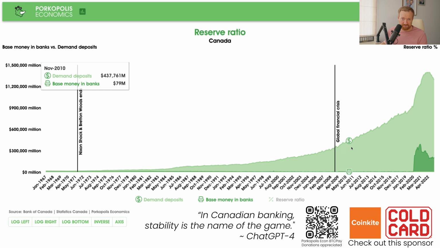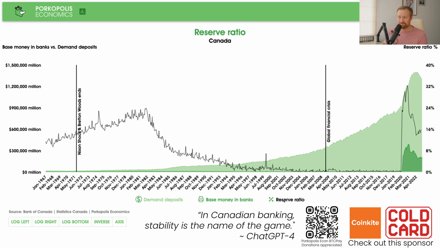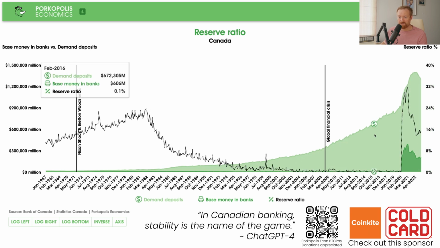The ratio of the base money in banks, which is basically the bank reserves, that's the high-powered money, cash and coin as well, but it's typically a smaller amount, and then the outstanding demand deposits, the ratio of those two things is the reserve ratio. Now I'm going to show that on the right axis. Okay. So we see a few different things here.